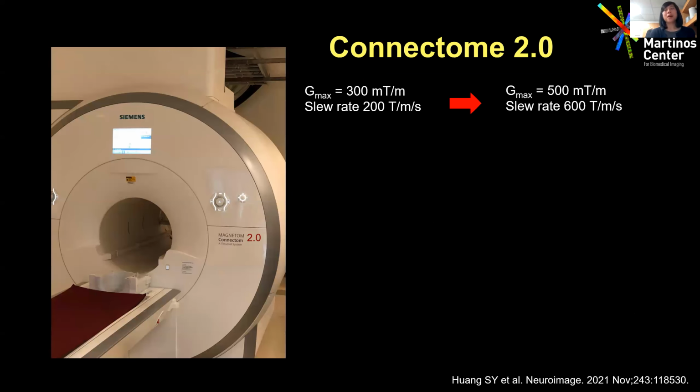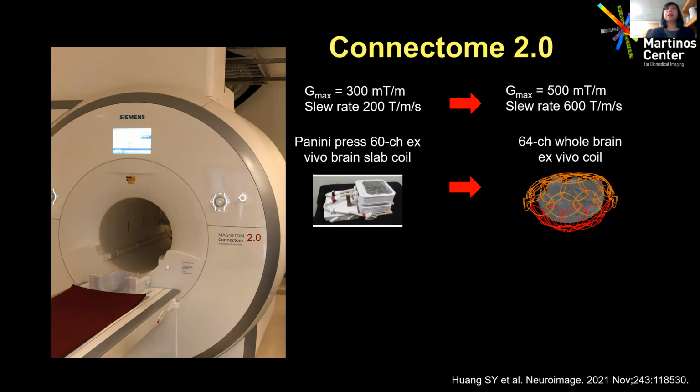So in the meantime, as I mentioned, our Connectome 2 scanner's construction is well underway. We're targeting a very high maximum gradient strength of 500 millitesla per meter and slew rates up to 600 Tesla per meter per second. A lot of our hardware development around the scanner is modeled after our experience with the original Human Connectome Project.